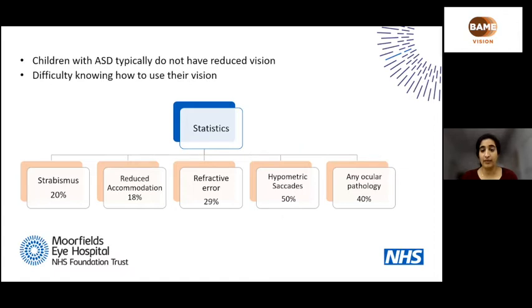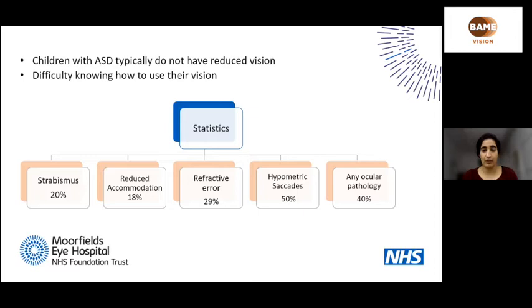Hypermetric saccades basically means that they have a slow and inaccurate ability to read. So when we read, we use very small, fast movements, which we call micro saccades. And it has been found that those with autism struggle with that, and so they typically need larger print size. So not necessarily because they have reduced vision, it's the fact that they have that difficulty with small, fast movements when looking at things close up. So it's always really important that when children are given tasks to do, especially in school, and they're autistic, the font size is made a little bit bigger to help them as best as we can.